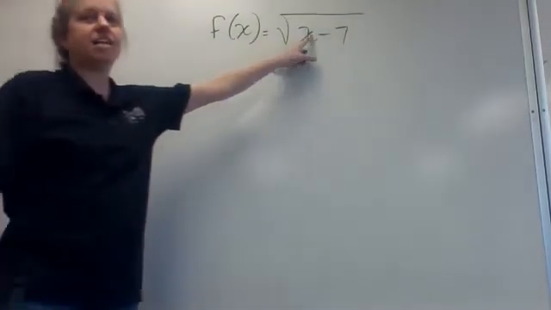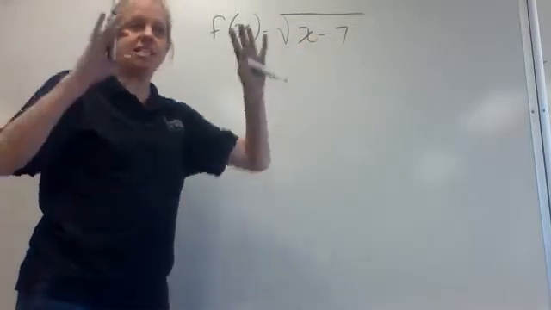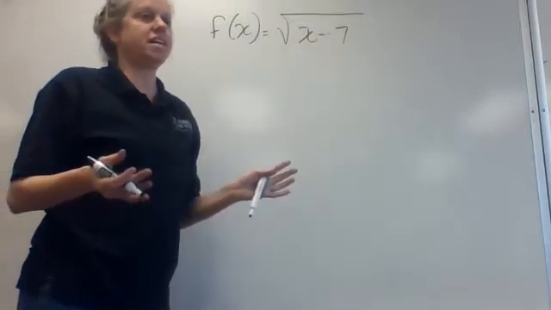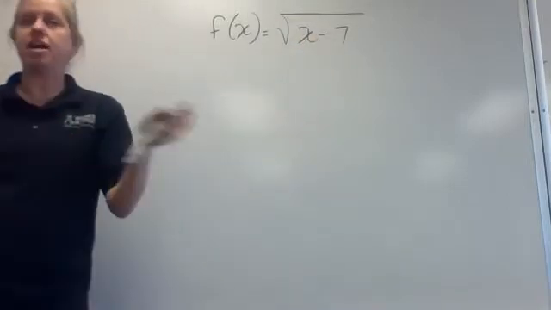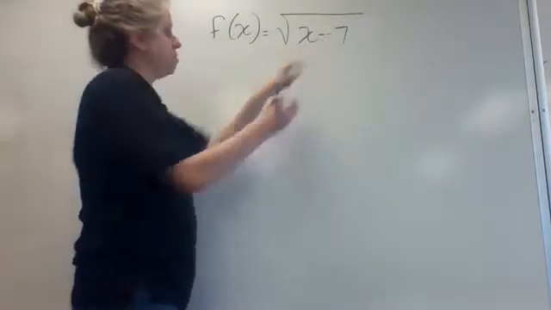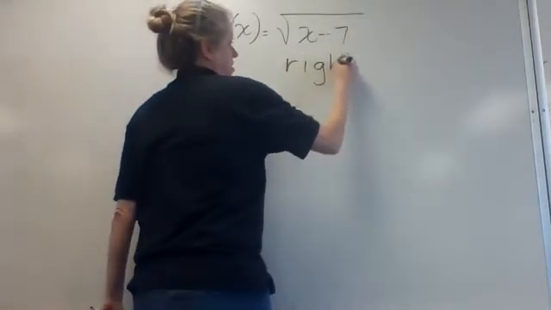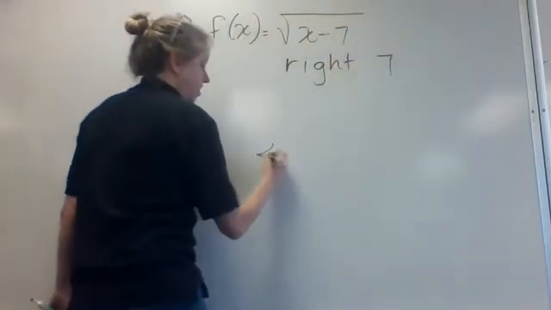So this is an inside shift, right? Since it's inside that square root, what does the inside shift do? It shifts you left, right, opposite the sign. So where is a minus 7 going to shift you? Good. To the right, 7.